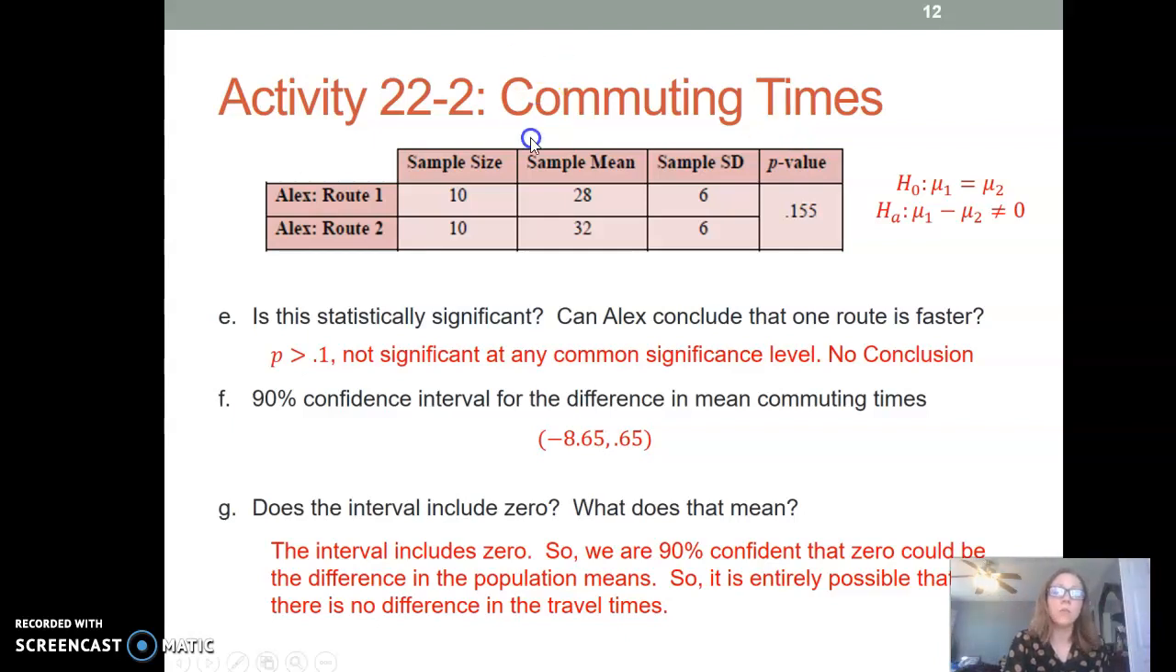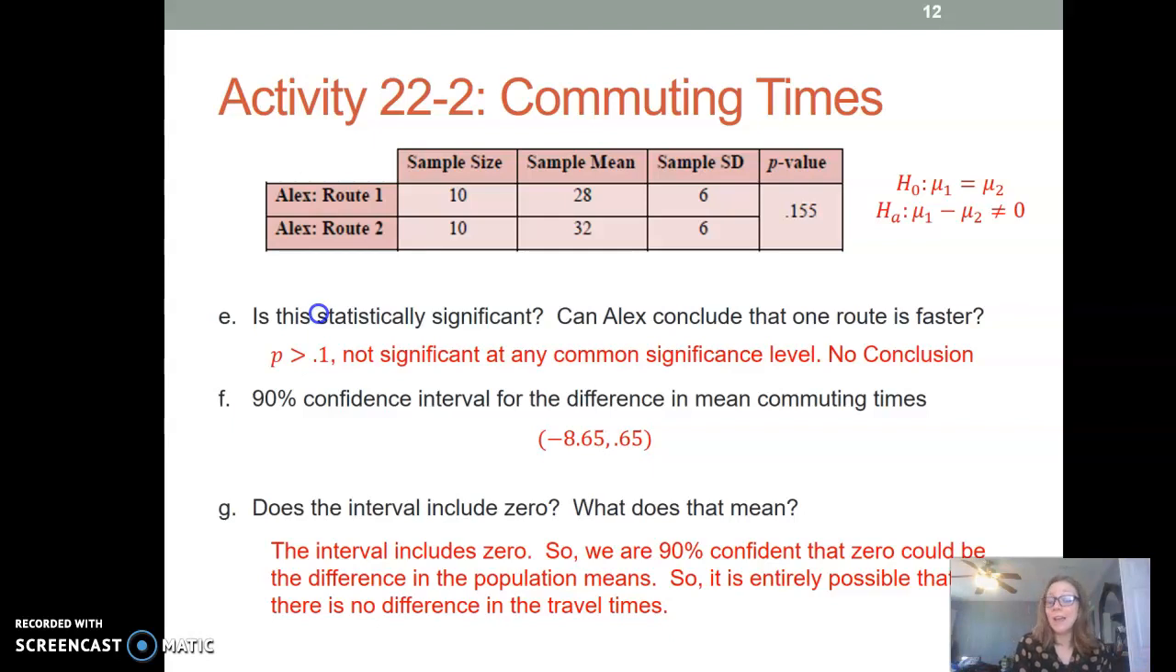So the question is: is this statistically significant? Our p-value was 0.155, like 15.5%. Because it's bigger than 0.1, bigger than 10%, that's not significant at any of the common significance levels. Usually we're looking for less than 10% to be moderate evidence, less than 5% to be pretty strong evidence, and less than 1% to be very strong evidence. But this is bigger than all of that, so it's not significant.